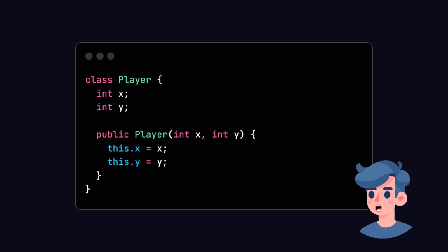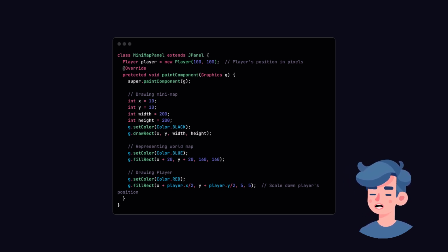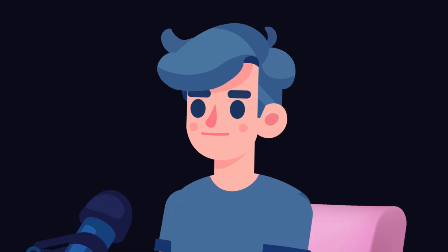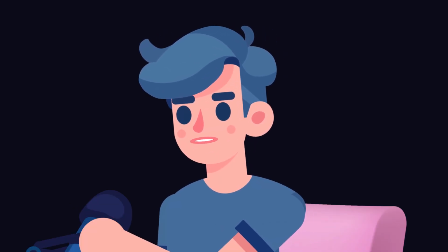For this, we need to create a small representation of the player character. Next, we'll modify the MinimapPanel class to include an instance of the player class and represent the player's position on the minimap. For simplicity, let's initialize the player's position in the center of the minimap. Let's run our application again. You should now see a red square representing the player's position on the minimap. Although it is static right now, the position will be updated as we add controls next.